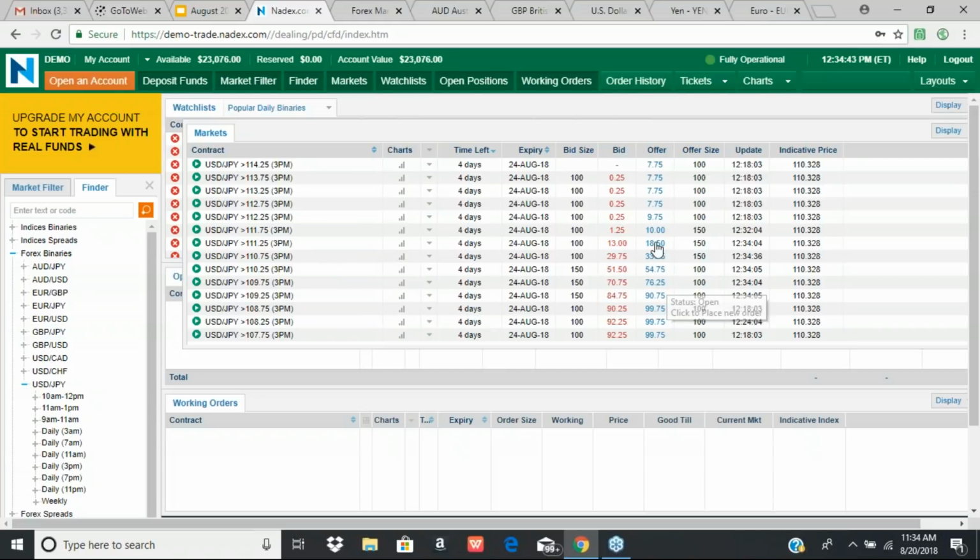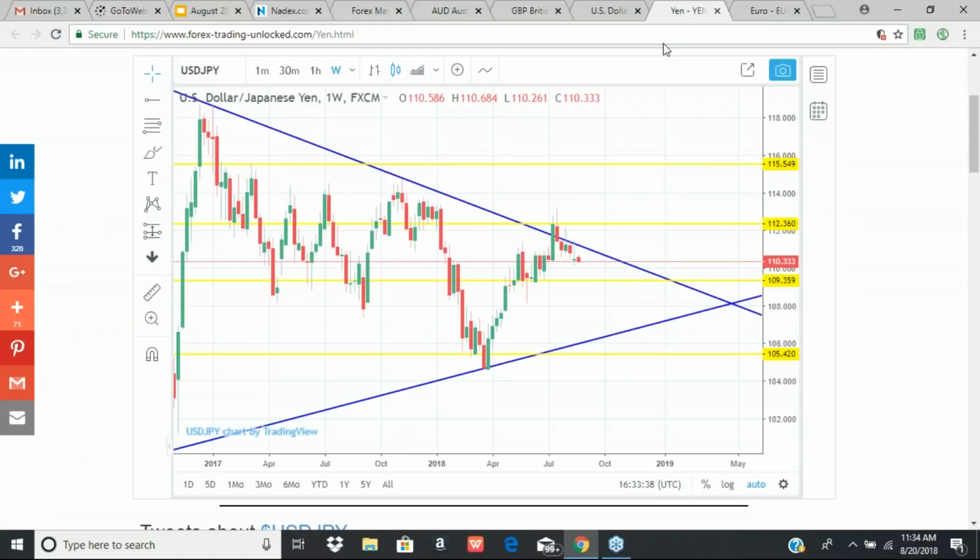And if you come over here by the bid and the offer, you can see it's the mid-range of the pricing as well. So back to our chart, we've discovered that the Nadex platform has options that we can use. So let's try and figure out directionally what we should look at. So here we go. The market's been trending lower. The resistance line is here. This is a weekly chart.